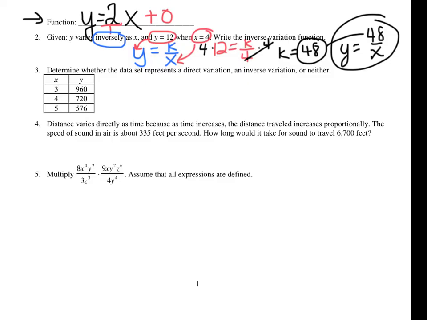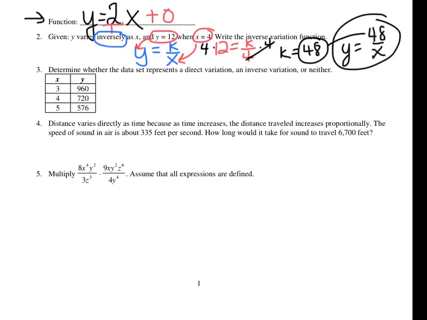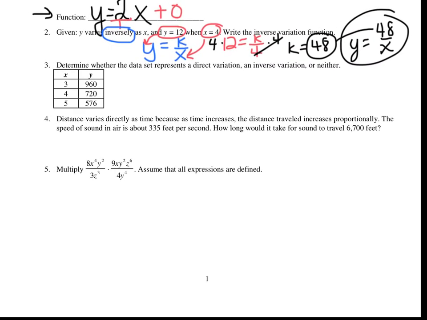In order to figure out if a data set is direct variation, what we're going to do is divide the numbers. We have to divide y over x and see if we get the same number every time, if we get a constant. So we would test 960 divided by 3. We would test 720 divided by 4. And we would test 576 divided by 5. We don't end up getting the same number each time, so that's not direct variation.